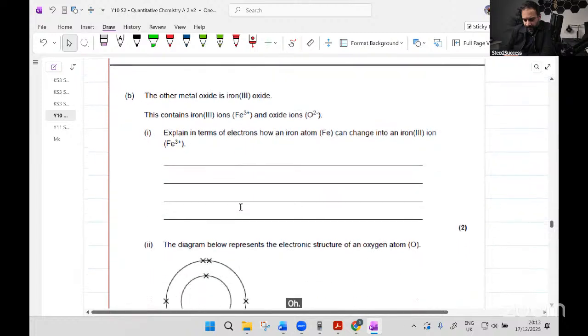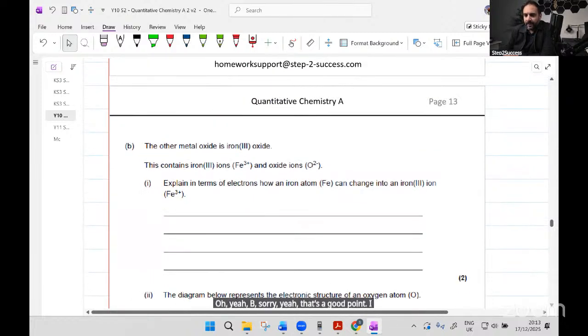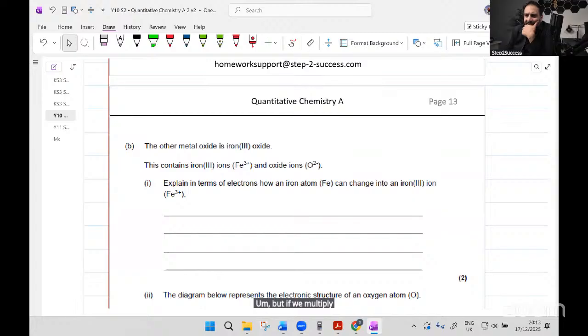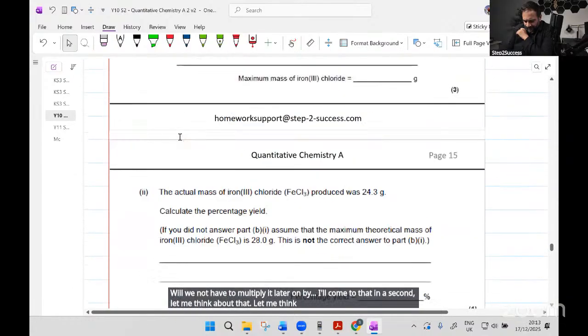Oh yeah, B. Sorry, that's a good point. I'll come to that now. But if we multiplied 0.2 by 2 at the start, will we not have to multiply it later on by 100? God. I'll come to that in a second. Let me think about that. Let me think about what you're saying.